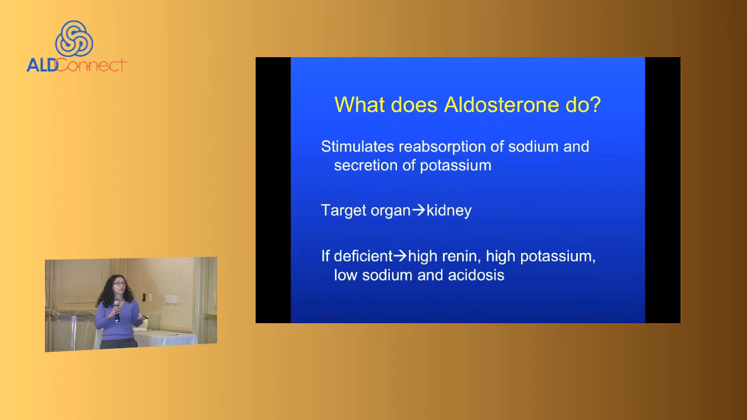And what does aldosterone do? A little bit of the same. It is targeted at the level of the kidney, and it causes the kidney to reabsorb sodium and to secrete potassium. So when this is deficient, what you'll end up seeing is sodium wasting in the urine, which means you'll have low sodium in the blood, a high potassium in the blood, and a high renin level.